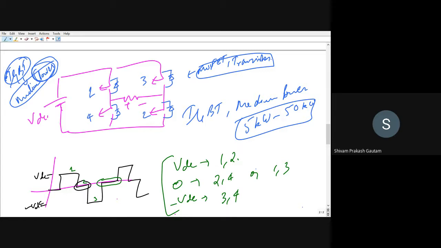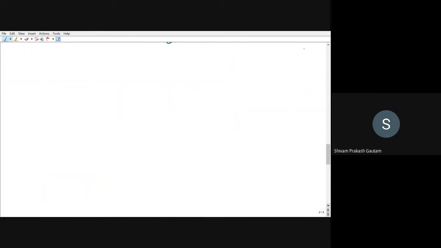That is why you can see if you switch on 2 and 4, how the current will revolve. Current will move through this IGBT and through this anti-parallel diode through this load. Then you will be getting 0 voltage. If you look at the other option, that is 1 and 3, if you switch on 1 and 3, this current will go like this. That is for 0 level. Now we will see for 5 level, which we are planning to do.